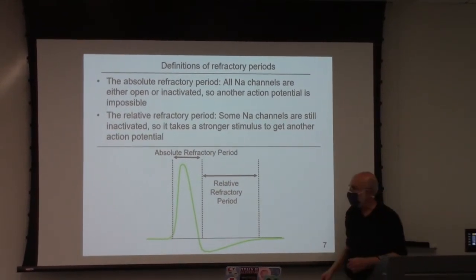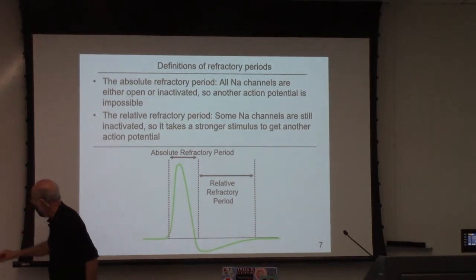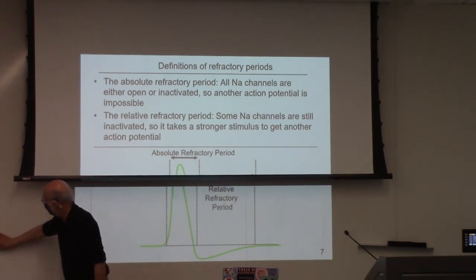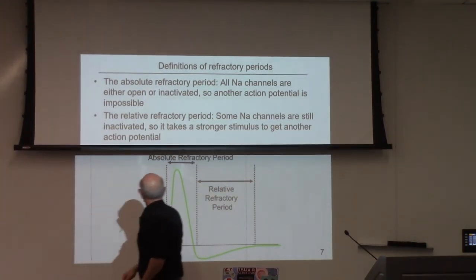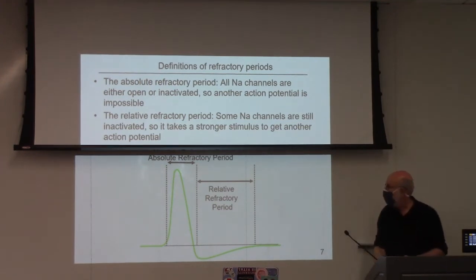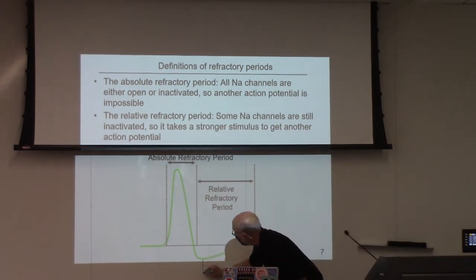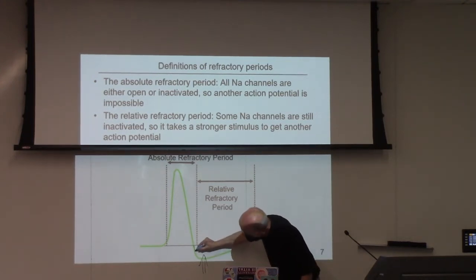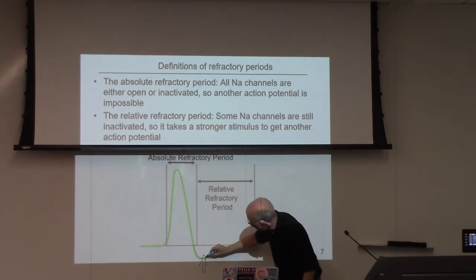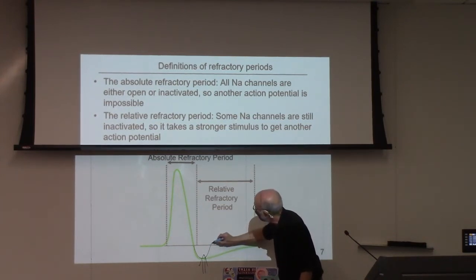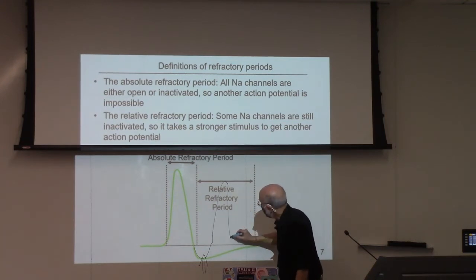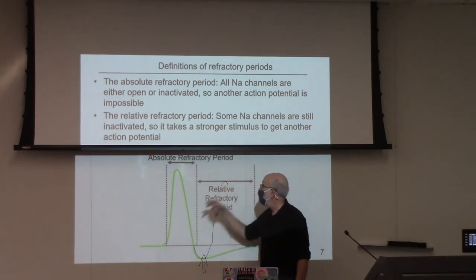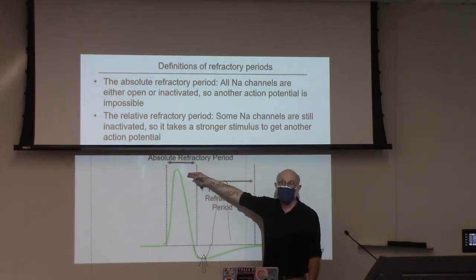After the relative refractory period, during the relative refractory period, if we were to give the cell a big stimulus, it would depolarize and it might get to threshold and it might fire an action potential. But you need a bigger stimulus to do this than here, and this action potential is likely to be shorter than this one.